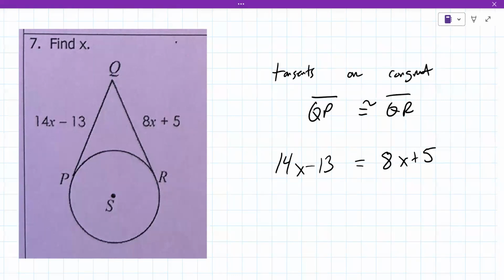Thirteen equals... Let me just write this out. It's just so hard to type right here. I'm trying to press this, but it's taking a long time.